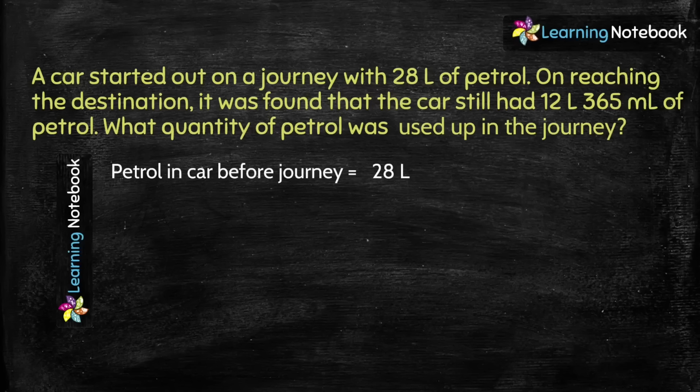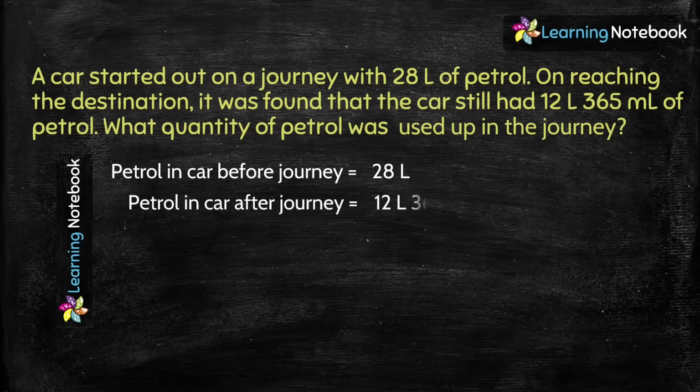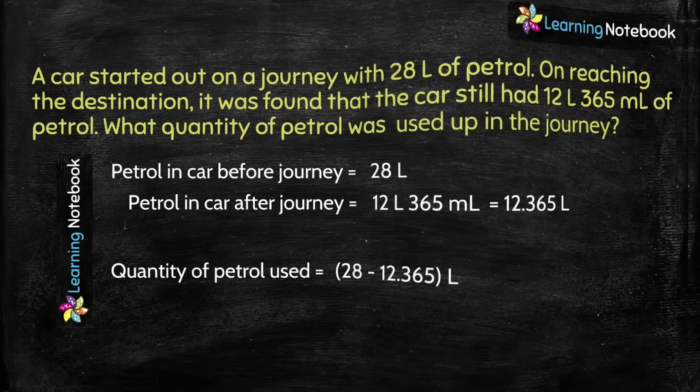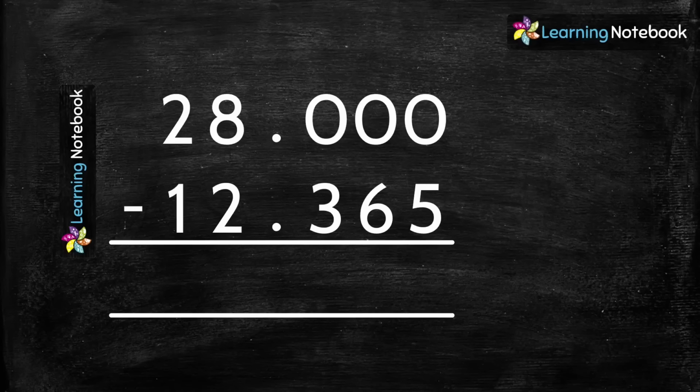Petrol in the car before journey equal to 28 liters. Petrol in the car after journey is given as 12 liter 365 milliliter, which can also be written as 12.365 liters. So to find quantity of petrol used during the journey, let's subtract these two numbers. After converting them into like decimals, we will first subtract the decimal part.